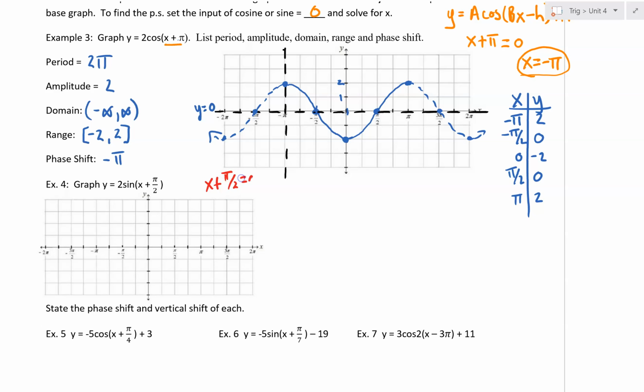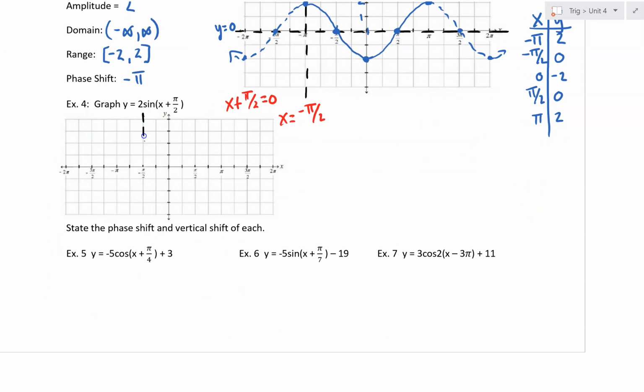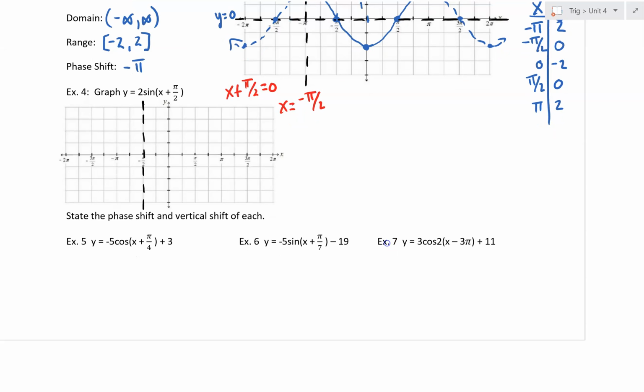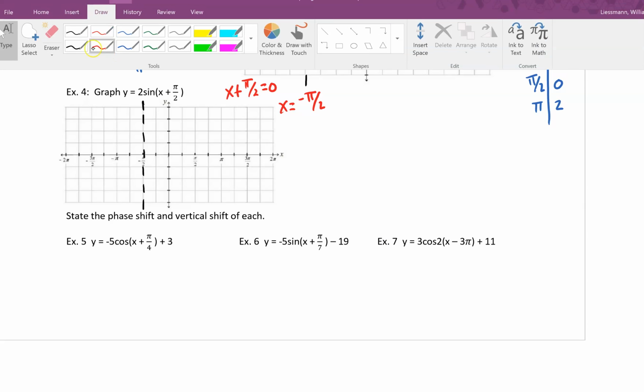This x plus pi over 2 equals 0, so x has got to be negative pi over 2. So they want us to shift this next one by negative pi over 2. So I'm going to go over here to negative pi over 2. Here's my new graph. This one's sine. So I know sine always starts in the same place. Sine always starts at the 0, 0 of your new axis.